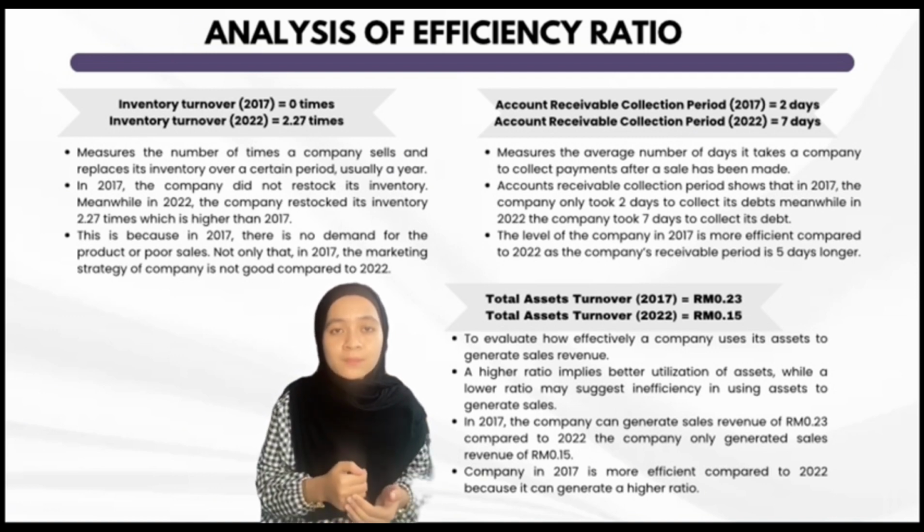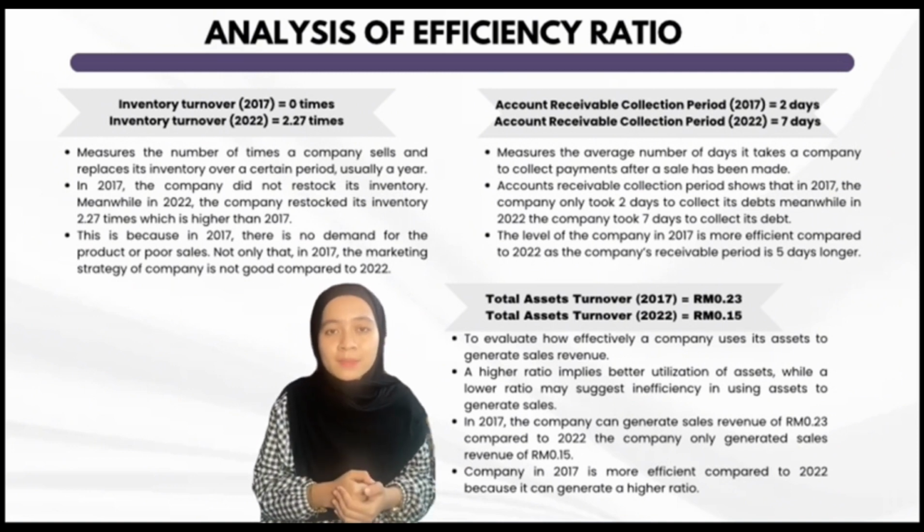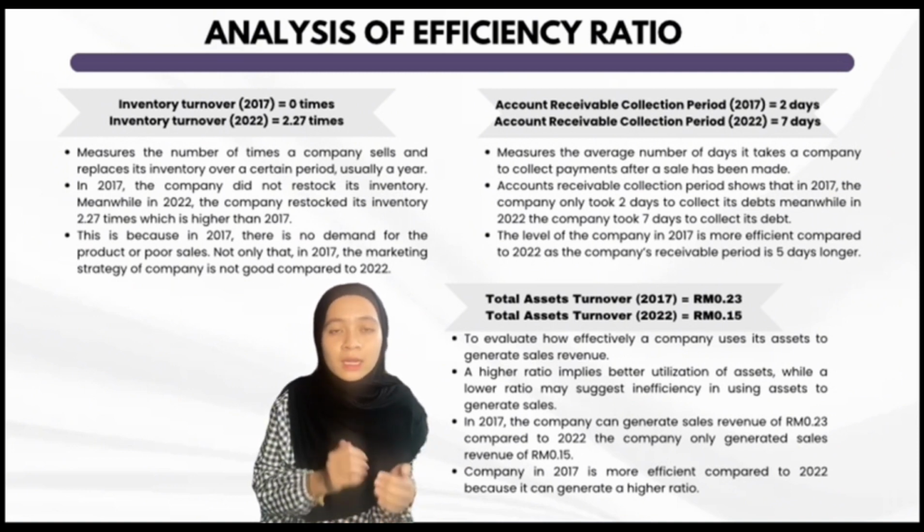A higher ratio implies better utilization of assets, while a lower ratio may suggest inefficiency in using assets to generate sales. In 2017, the company can generate sales revenue of RM23 cents compared to 2022. The company only generates sales revenue of RM50 cents. The company in 2017 is more efficient compared to 2022 because it can generate a higher ratio.